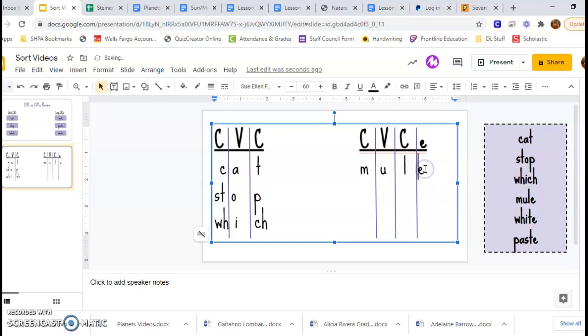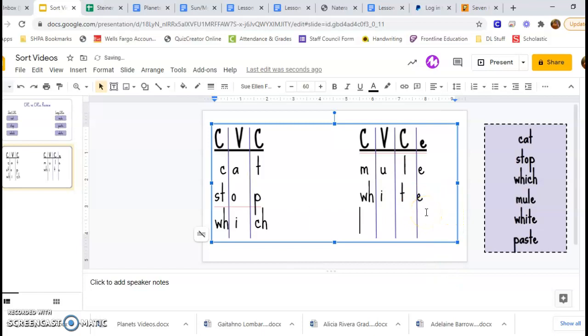So our next word is white. So what's the first consonant? Be on the lookout for blends this time. I hope you said W-H. What's the vowel in white? I. What's the second consonant? T. And the last one? E. Good job. All the words are going to have an E at the end.